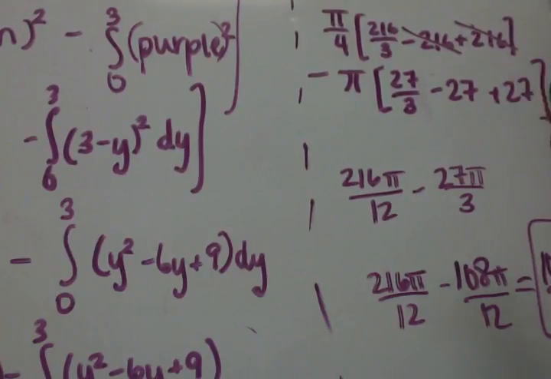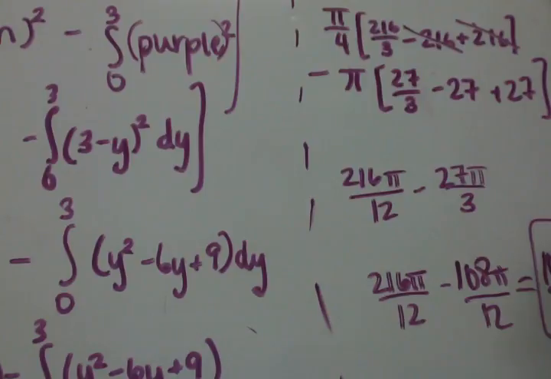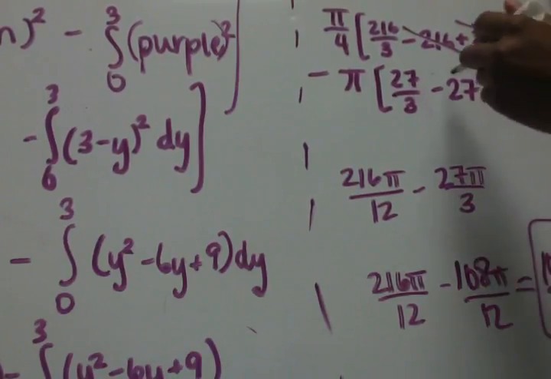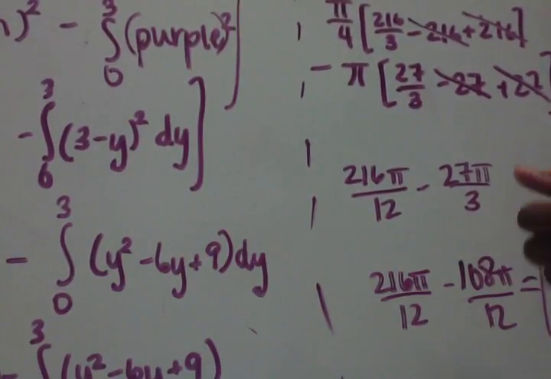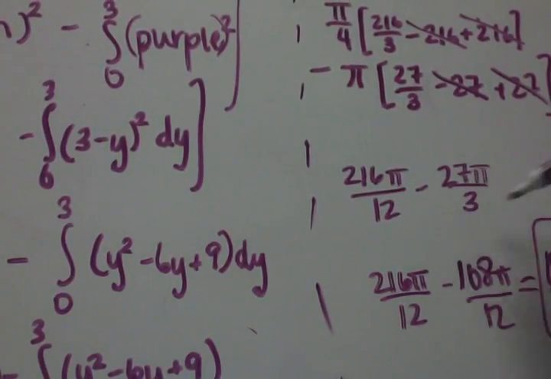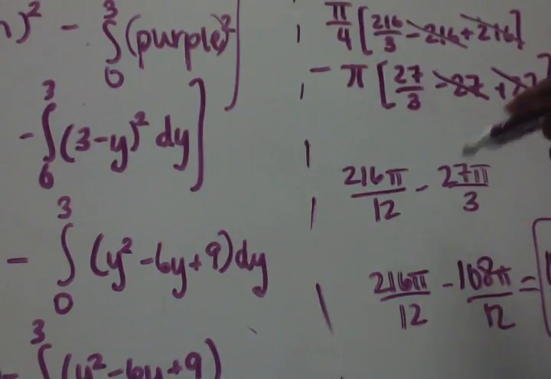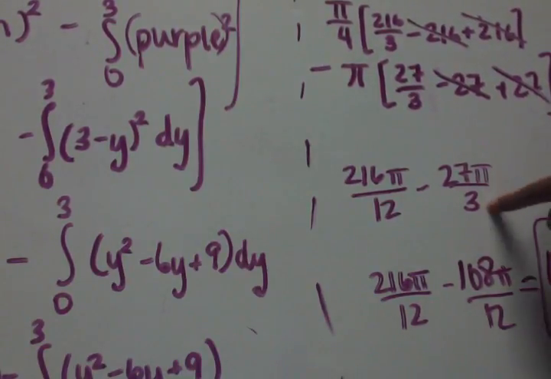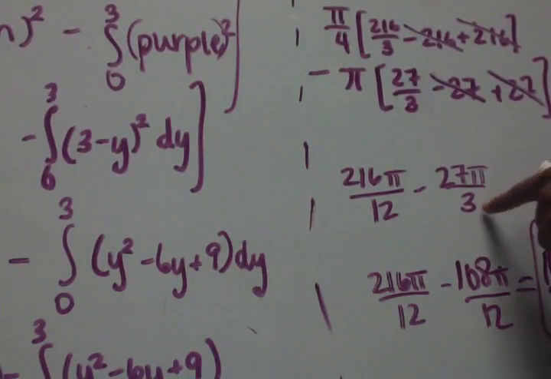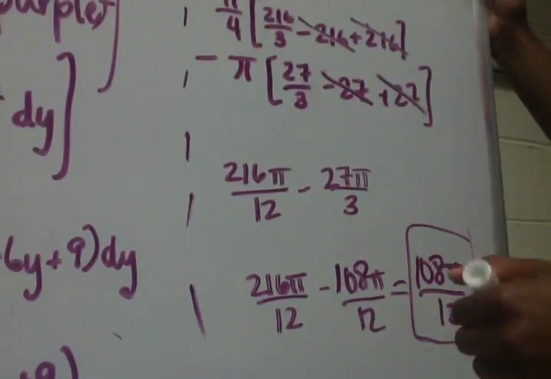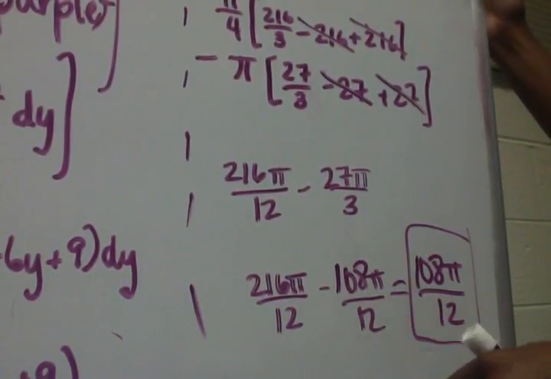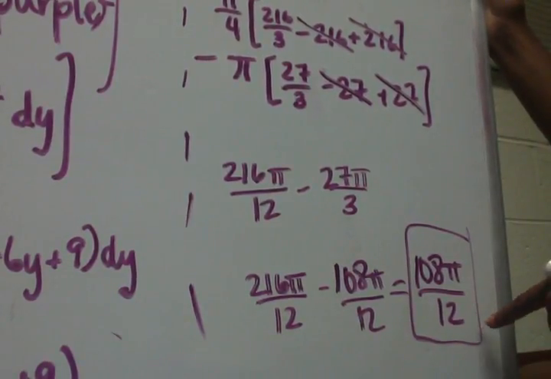And for the second one that I had, I got pi times 27 over 3 minus 27 plus 27. And because, like, at the top over here, these two cancel each other out, I just cross these out again. And so I ended up with 216 pi over 12 minus 27 pi over 3. And so I made this have a common denominator so I could subtract them from each other. And so here I ended up with 216 pi over 12 minus 108 pi over 12. And I ended up with 108 pi over 12, which is my final answer.